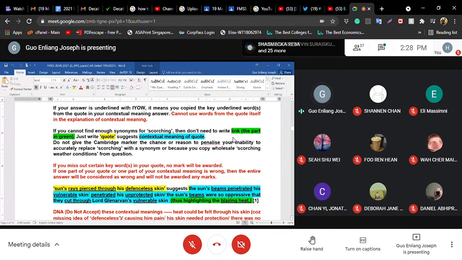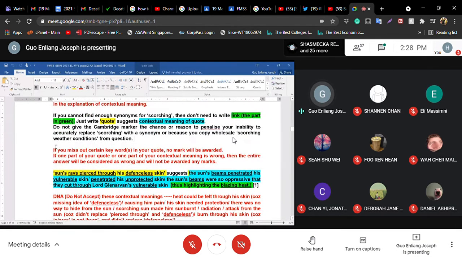Let's move on. Obviously, if you miss certain keywords in the code, no mark will be awarded. I give you an example. If you look at the second answer, which is the one that I highlighted, if you just put "pierce through his defenseless skin" without "sun's rays", it is wrong because you missed out the keyword, the first two words there. So this is what it means.